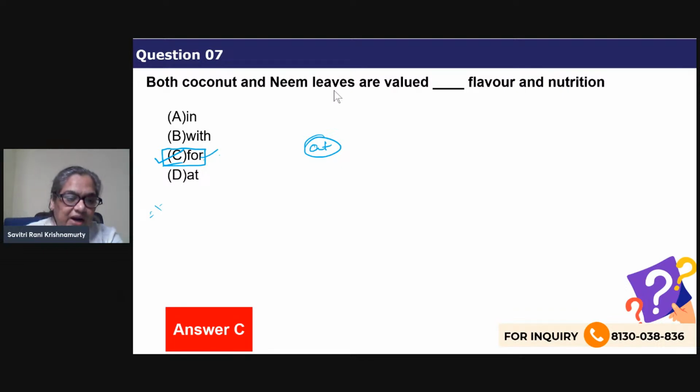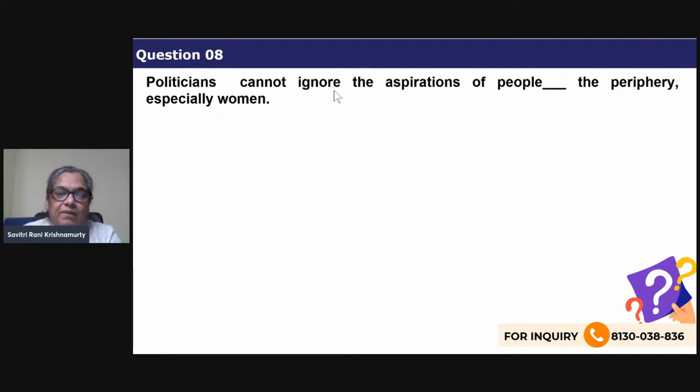Excellent. All right, let's look at question 8. Politicians cannot ignore the aspirations of people dash the periphery, especially women. At, on, in, or around.